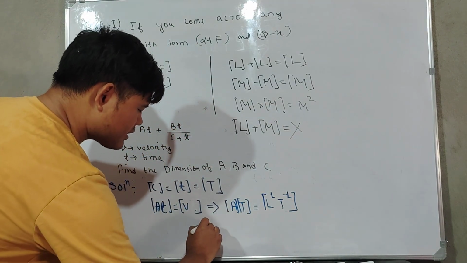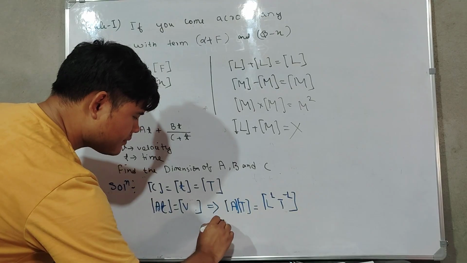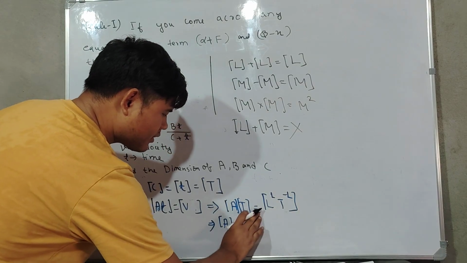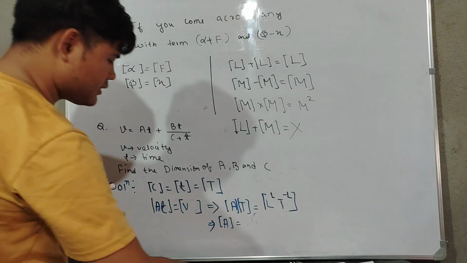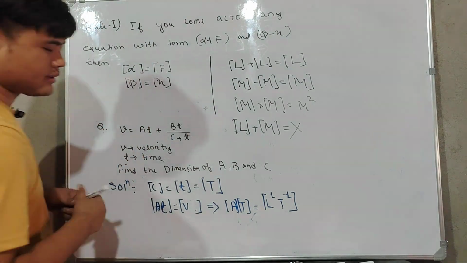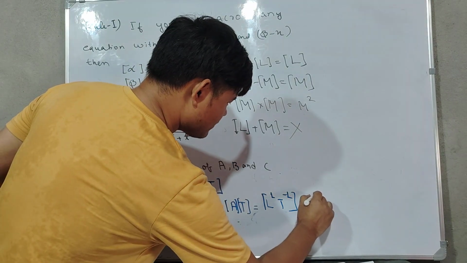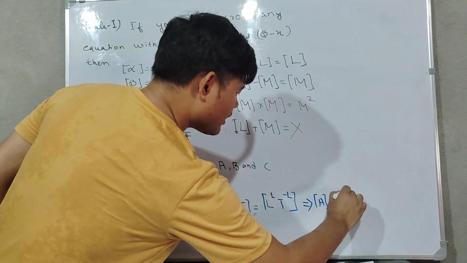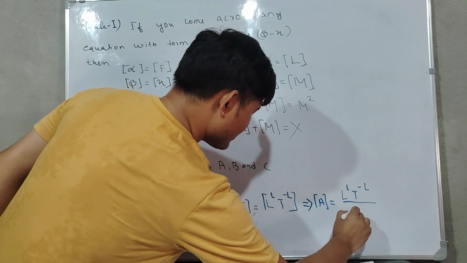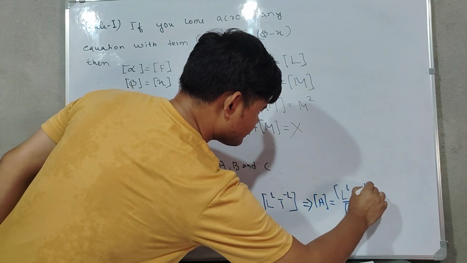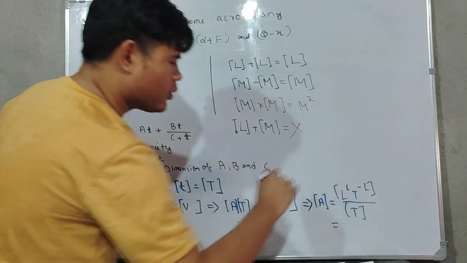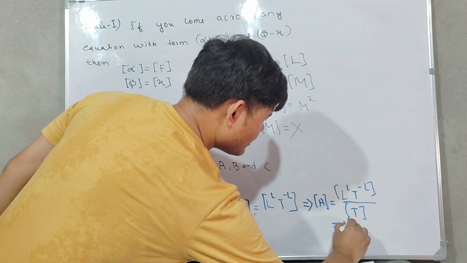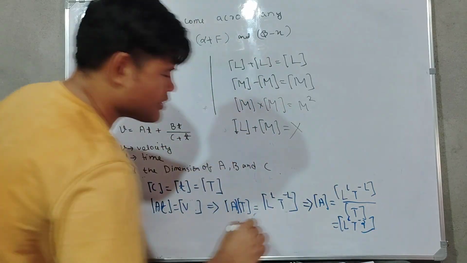So what we'll do next? This T will go down. L1. This T will go down. A. T will go down. L1 T to the power minus 1, and then T will be coming here. So what we'll get? T will go up, then to have the sign of minus, so minus minus will be added, L1 T to the power minus 2. This is the dimension of A.